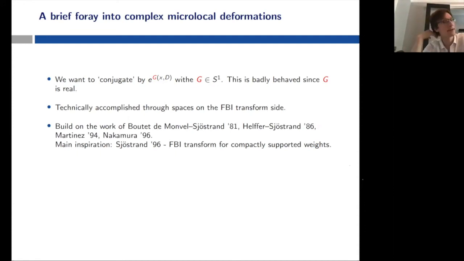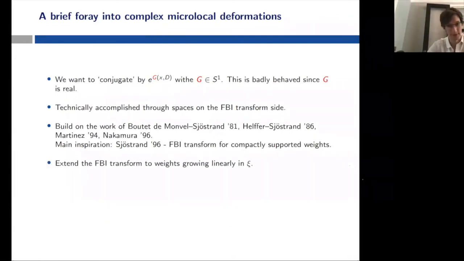where he constructed an FBI transform in the semi-classical setting, which lets you handle compactly supported, if you want, things that are like compactly supported G's, but now where you have h's running around, so they're still big. Okay, I wouldn't worry too much about what that is, but the point is that we need to find an FBI transform which lets you deal with weights that are growing linearly in xi.